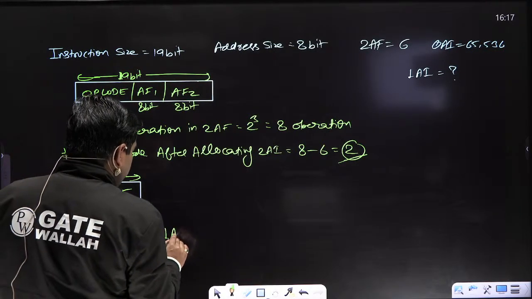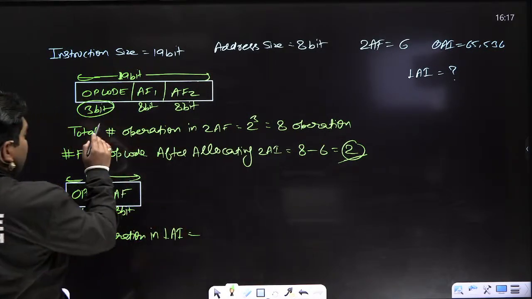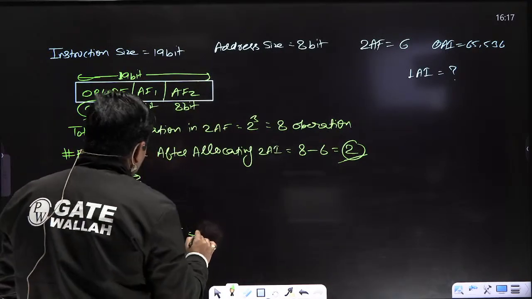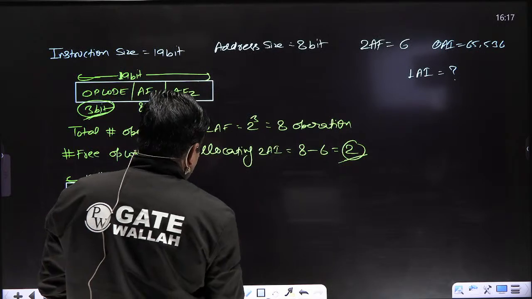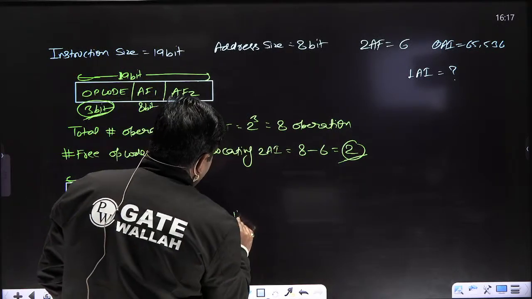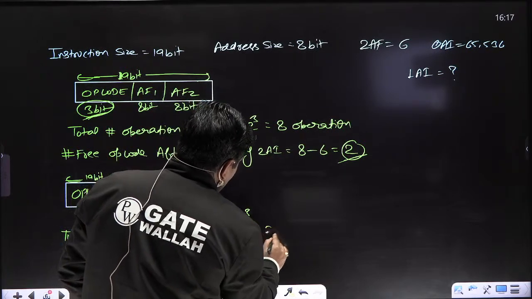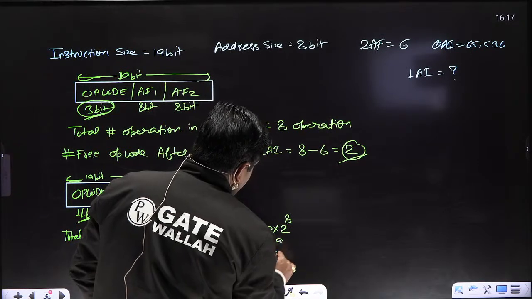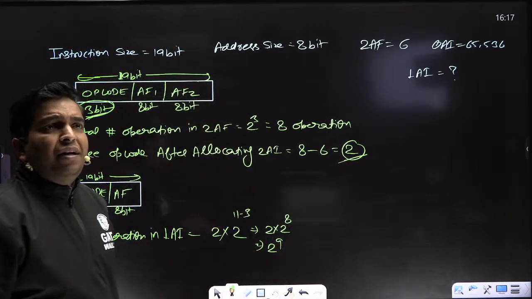In one address instruction, you can say free opcode. What is the free opcode? Free opcode is how much? 2. And how many opcode bit increment? 8 bit. So 2 raised to power 11 minus 3. You can say 2 into 2 raised to power 8. How much are you getting? 2 raised to power 9, my dear.